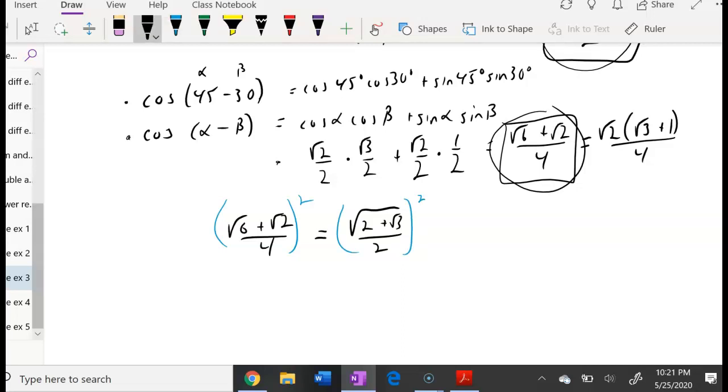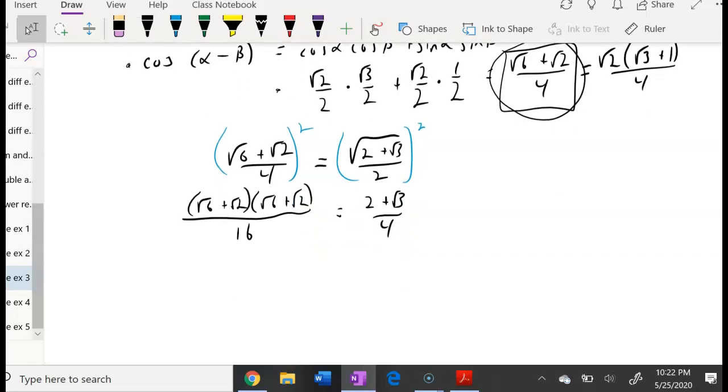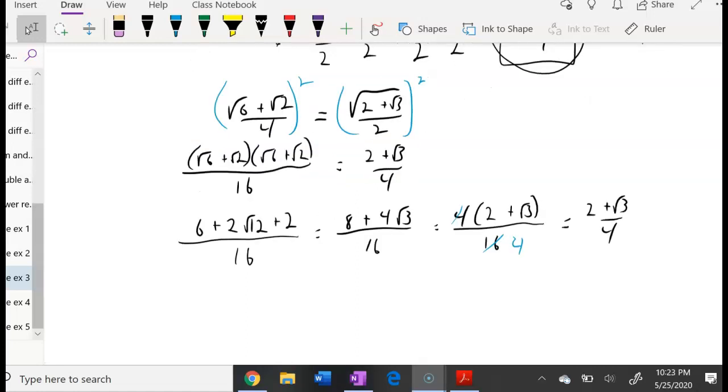And so I'm going to just get you started here. So this is going to be rad 6 plus rad 2 times itself over 16. And this one would be 2 plus rad 3 over 4. This is about as simple as we can get the right side, but can you simplify the left side and see if they might actually be the same thing? I'm going to pause it and give you a chance to try it out.